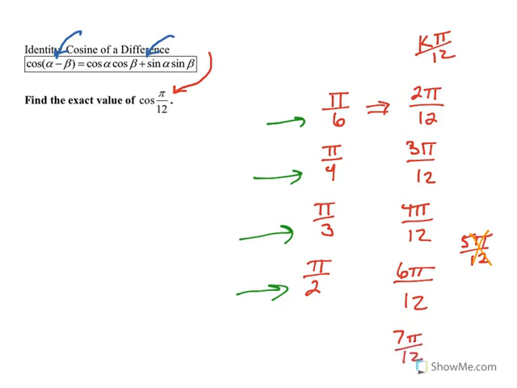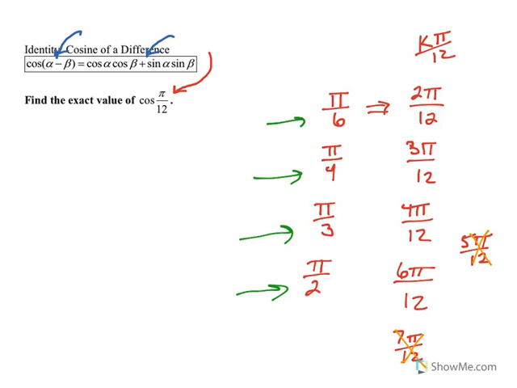But that is, again, not able to be simplified down to a denominator of 2, 3, 4, or 6. So that is not a special angle. That's not one of our memorized special angles. But the next one after 7 pi over 12 would be 8 pi over 12.